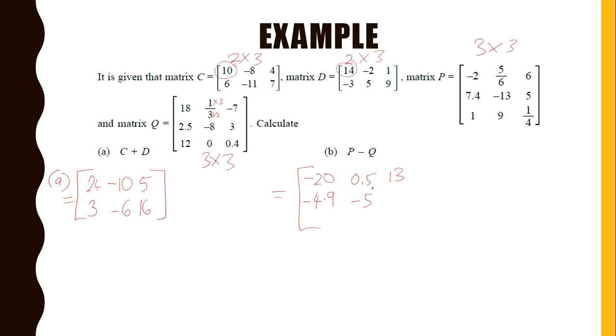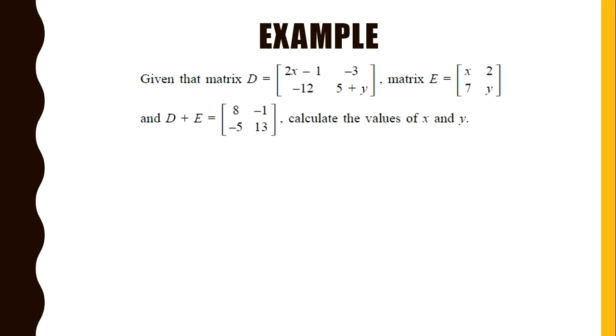negative 5. 5 minus 3, we get 2. 1 minus 12, we get negative 11. 9 minus 0, we get 9. 1 over 4 minus 0.4, we get negative 0.15.